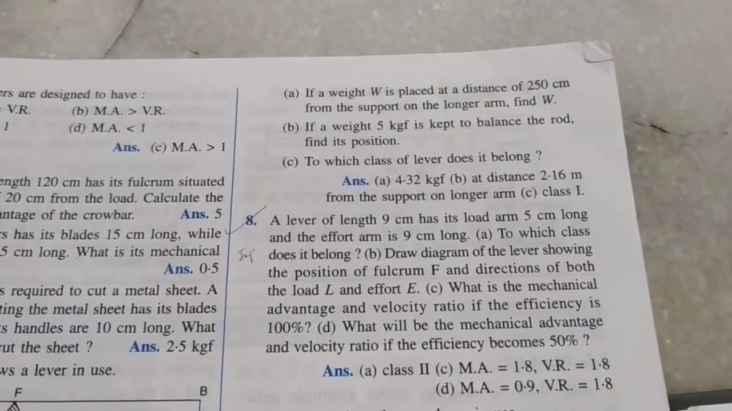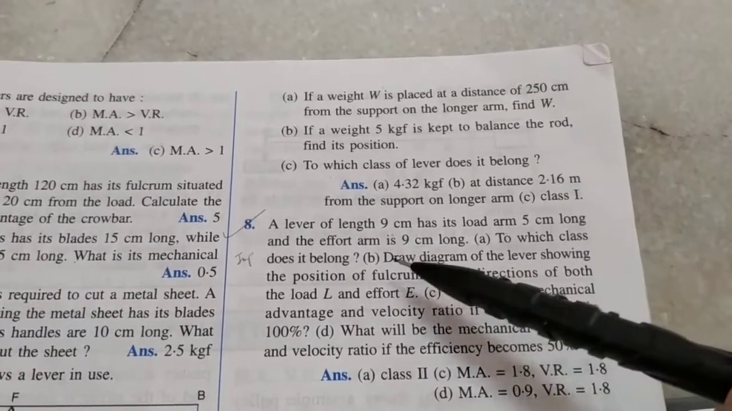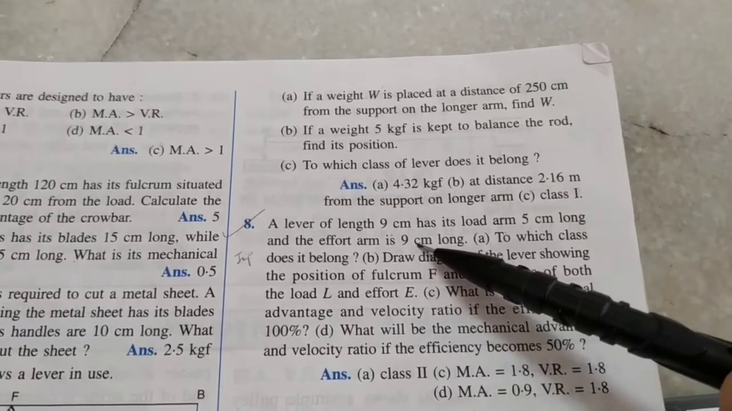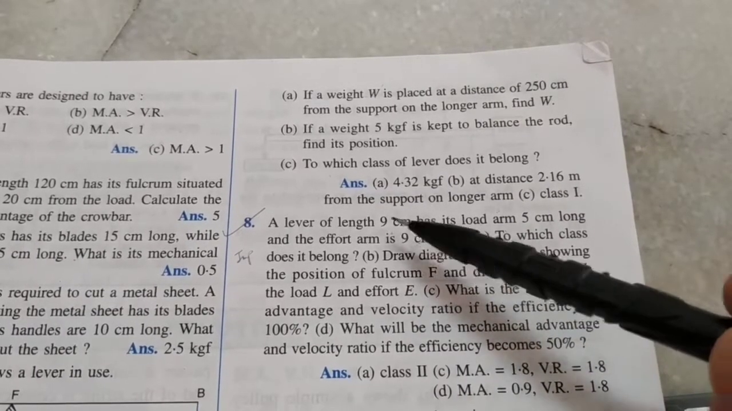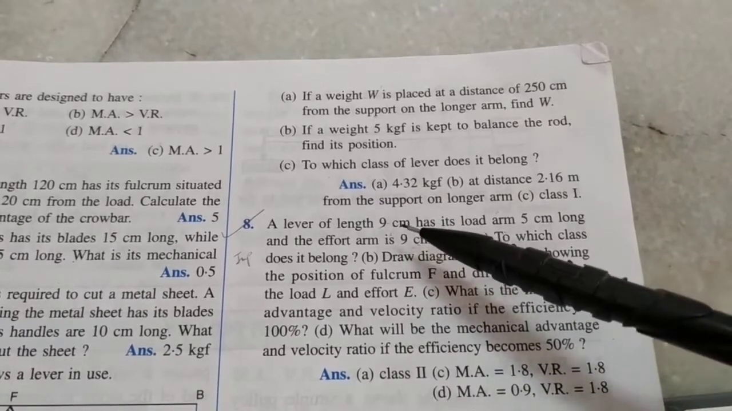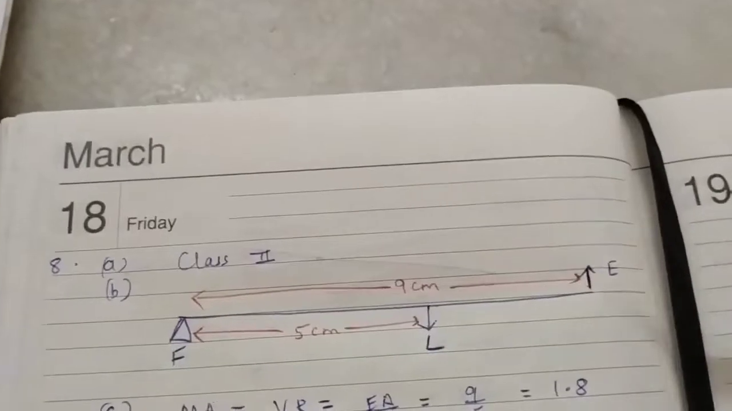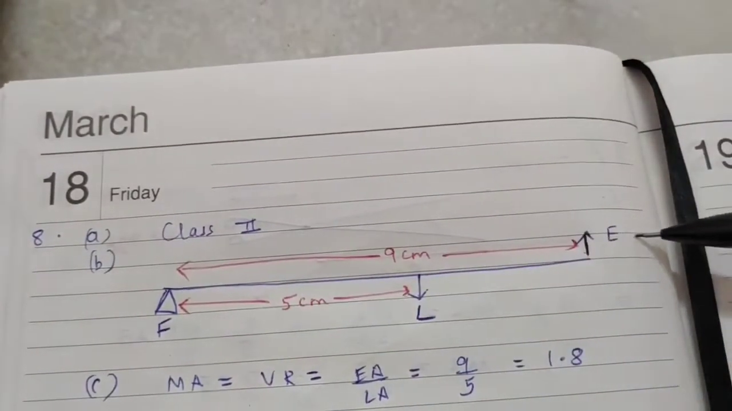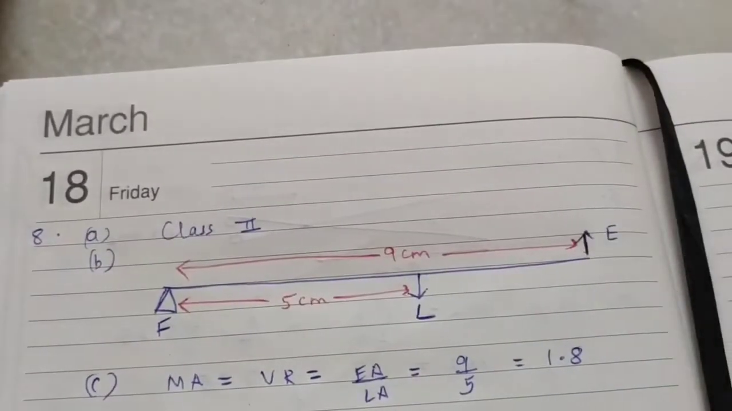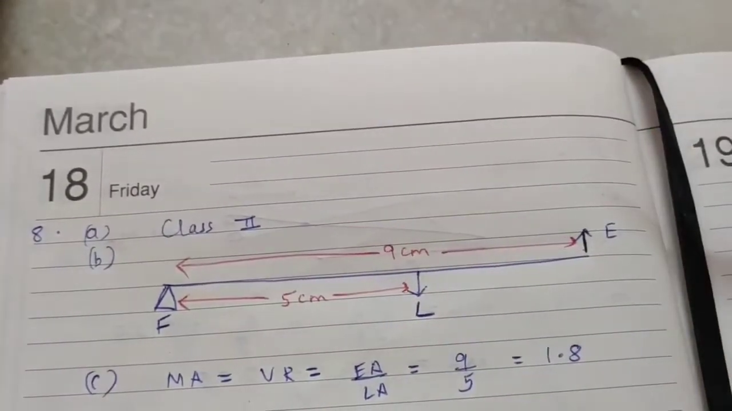Now in question 8, the lever's total length is given, its load arm is given, and the effort arm is given. Whenever the effort arm is greater than the load arm, and the effort arm is in fact equal to the length of the lever, if you draw such a diagram, which is asked in part B, it would look like this. The load arm is 5 centimeters and the effort arm is 9 centimeters, which is the entire length of the lever. So clearly, this is of class 2 type, as asked.